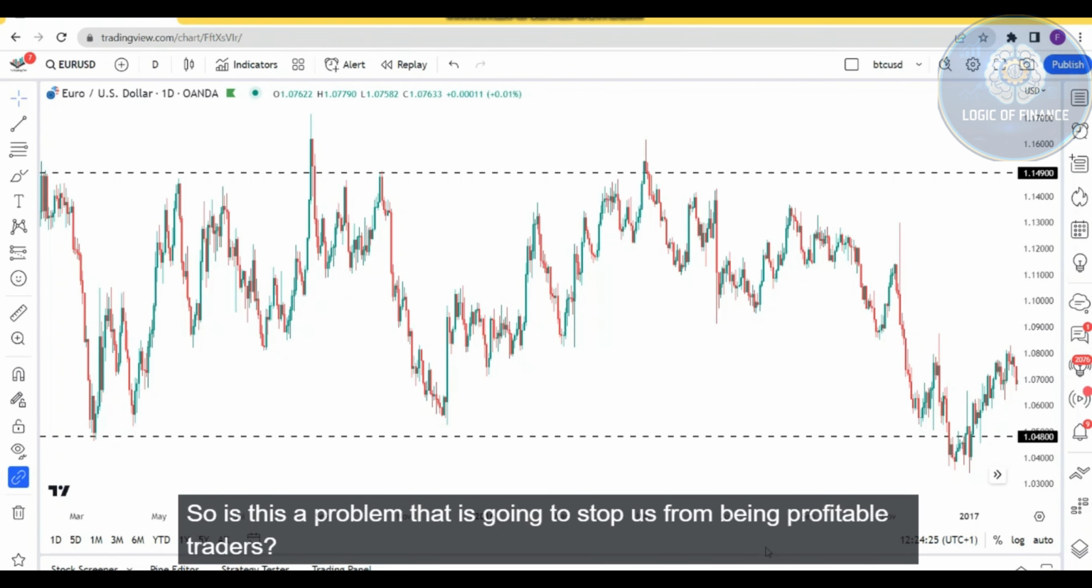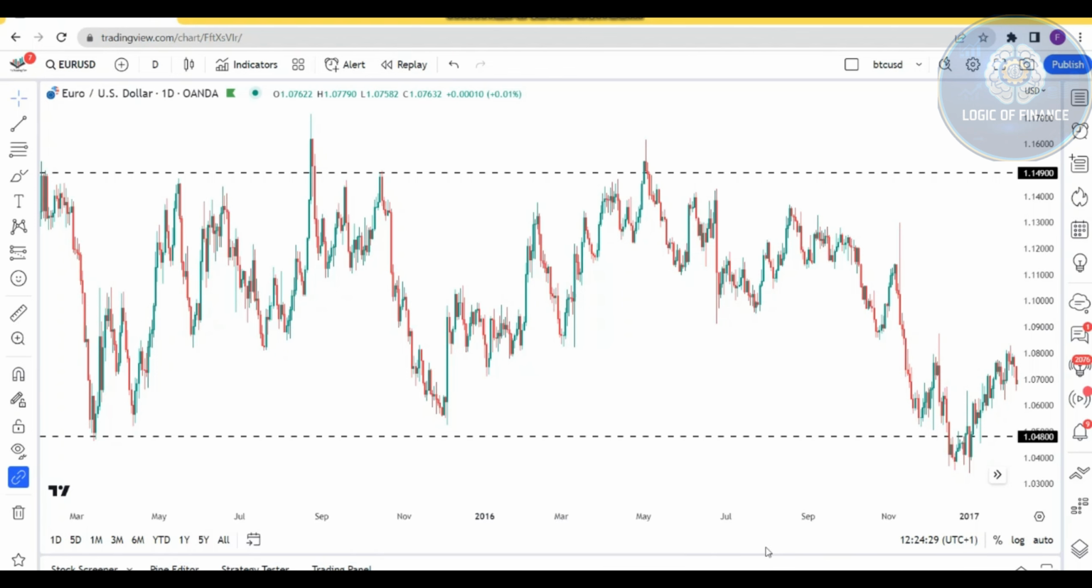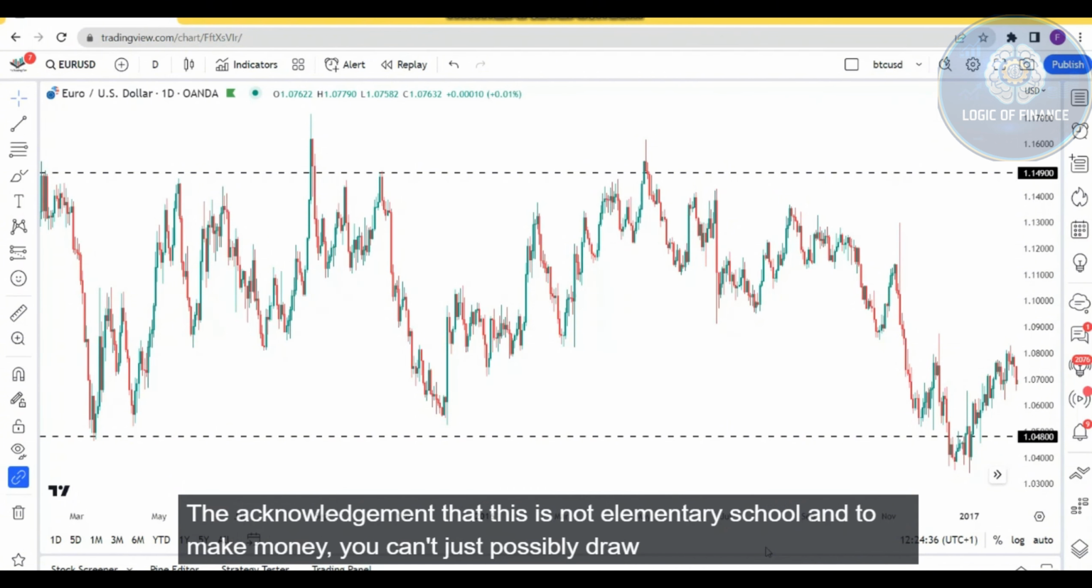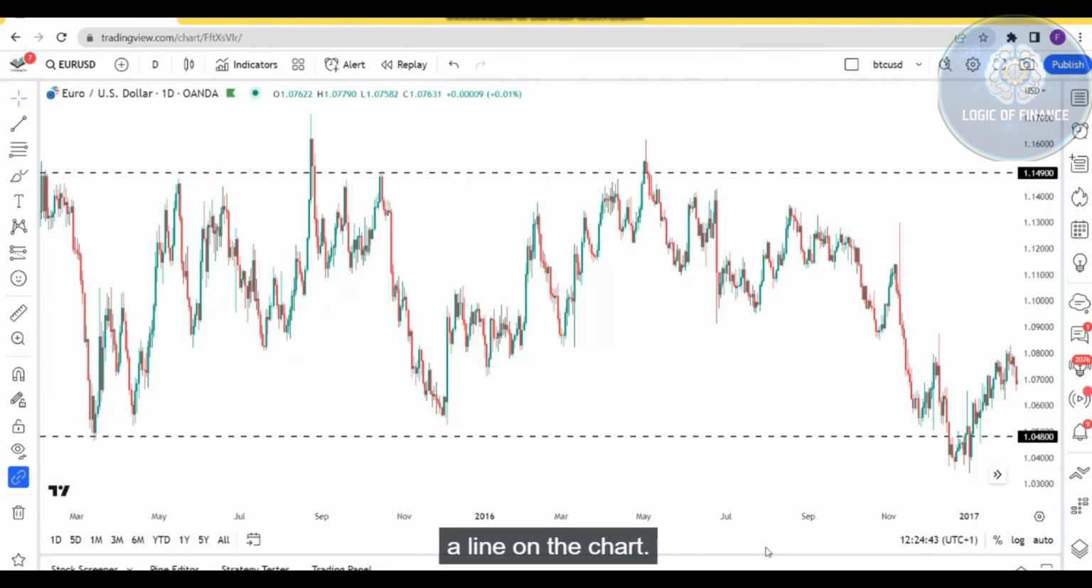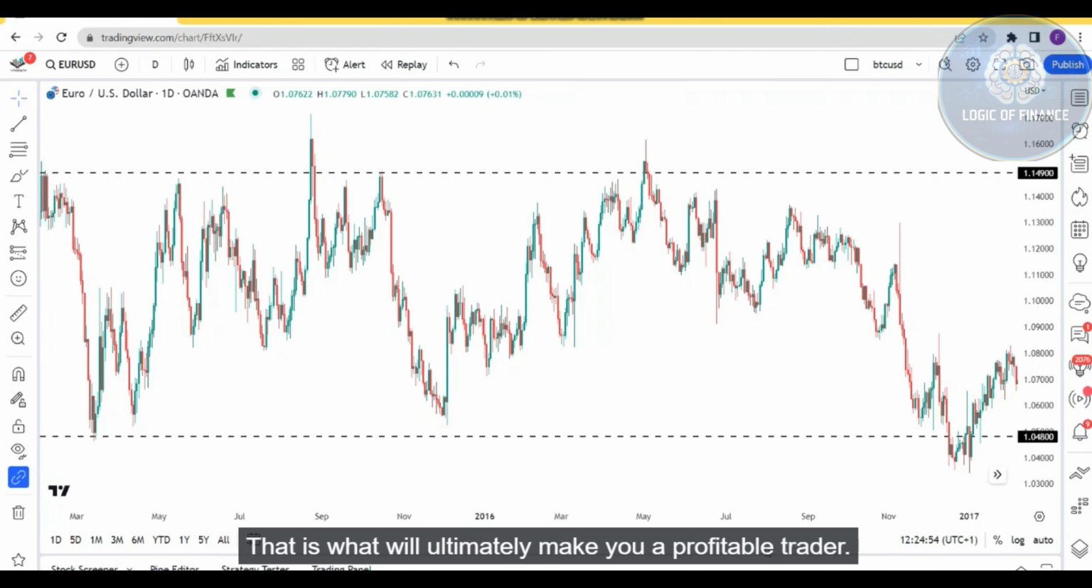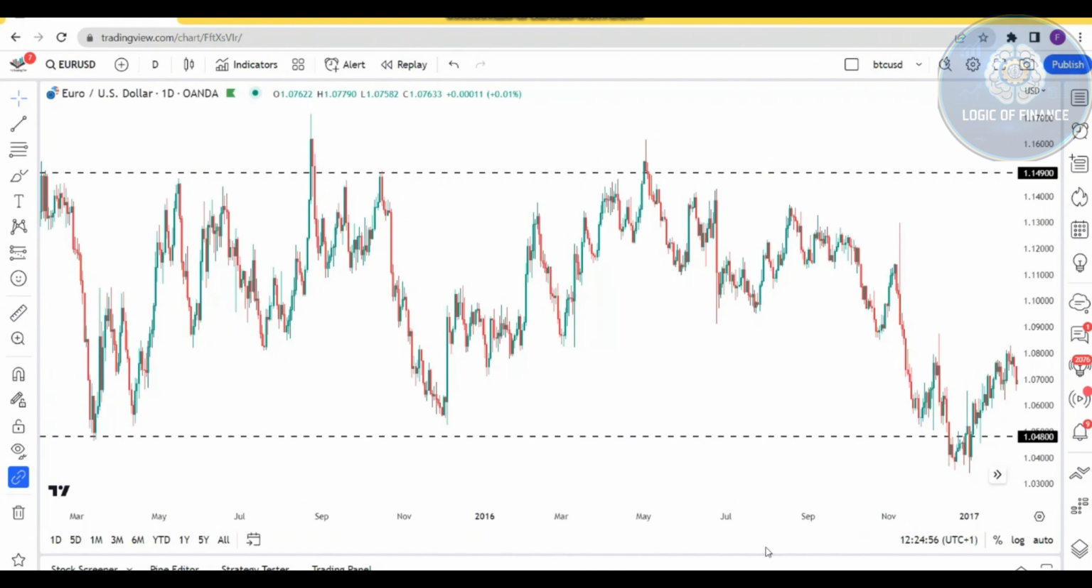So, is this a problem that is going to stop us from being profitable traders? No, I actually believe that this is what will make you a profitable trader: the acknowledgement that this is not elementary school, and to make money you can't just draw a line on the chart and that's the end of the story. We will need to dig deeper than that and put in the hard work that many other traders out there don't. That is what will ultimately make you a profitable trader.